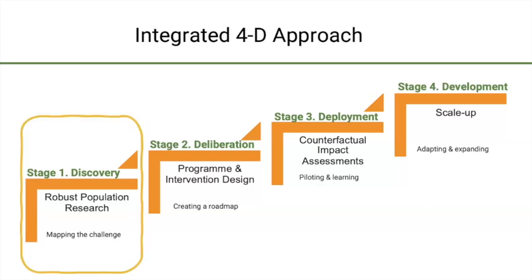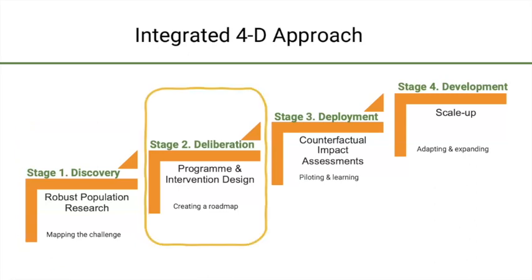So the first stage is discovery, which is robust population research, where we create the evidence, where we map the challenges to understand the social cohesion dynamics, peacebuilding and development dynamics, fractures, resilience capacities, and other fragility factors in the context that we're working. In the second stage, deliberation, we create a roadmap of interventions that can transform the challenges using the evidence from stage one. This program design intervention, deliberation, puts the right people in the room and devises a roadmap of what to do with the evidence.